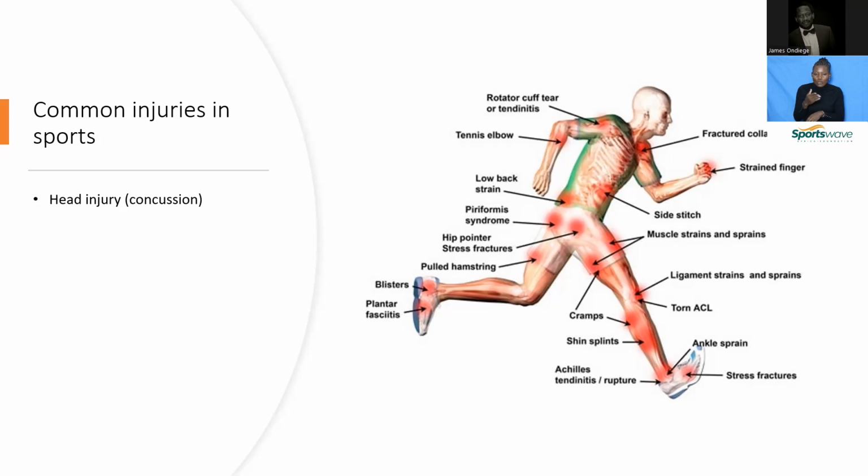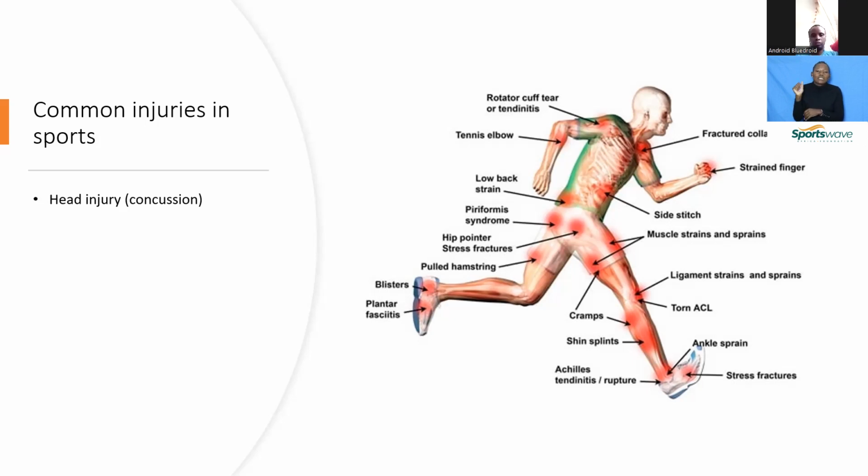We go down lower, you get to the thighs, you can get hamstring injuries, pulled hamstring, pulled quadriceps. Around the knee, common injuries are injuries to the ligaments within the knee. You've got your ACL. A lot of you know about the ACL, cruciate ligaments. Sometimes you get the PCL and what are called the collateral ligaments.